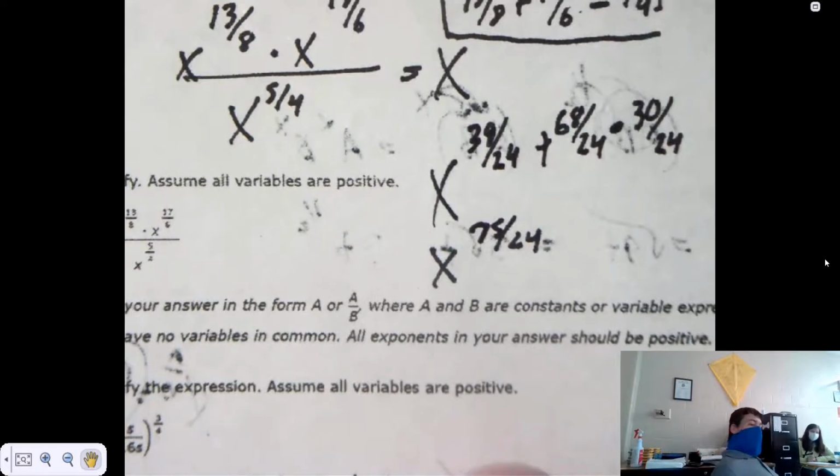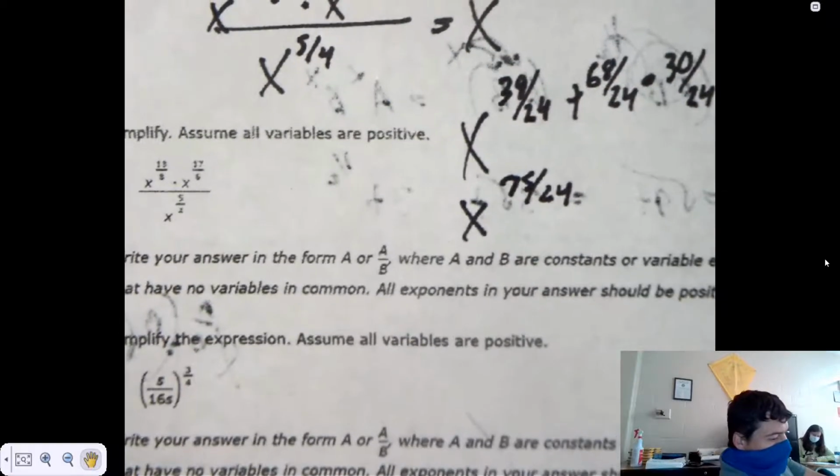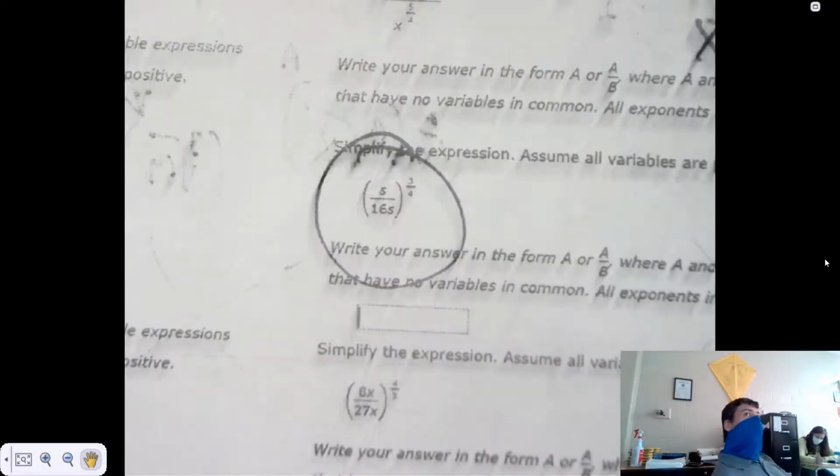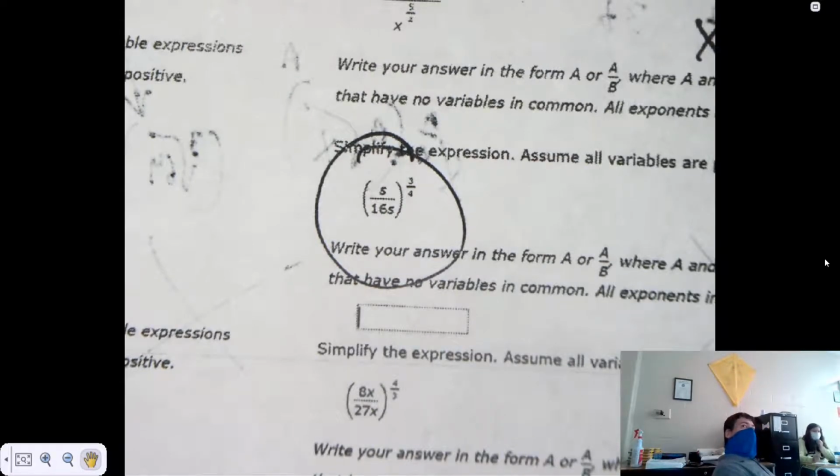So if you can do that one, I think you could do the one underneath it. Actually, let's talk about the one underneath. That problem is way easier than you might think it is. Think about PEMDAS. Is there something you can do in the parentheses? They're both s's. There's an s up top, there's an s down low. Can they cancel? Yeah. This is 1/16 to the 3/4.